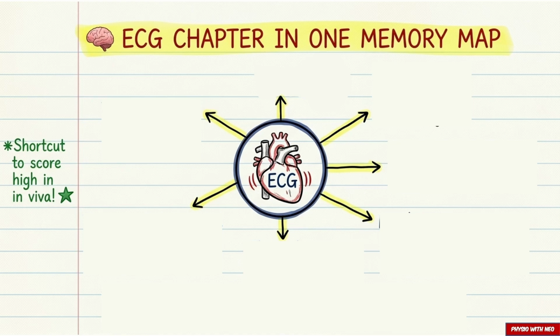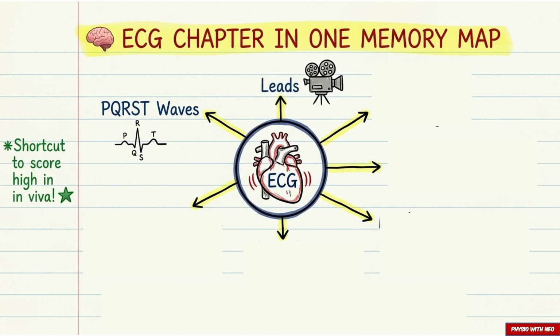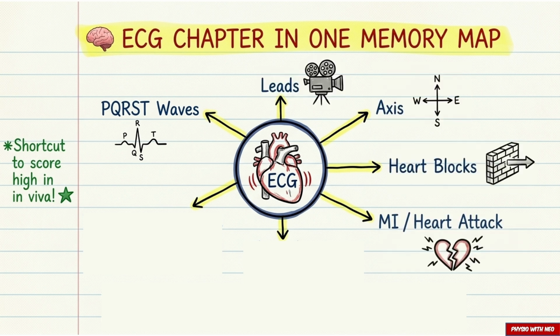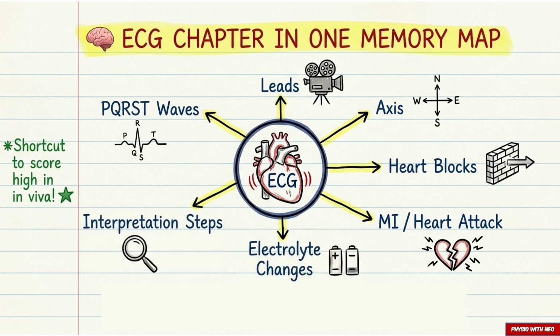Still forgetting what P wave, QRS complex and T wave actually mean? Or do all the ECG waves look exactly the same during exam? Don't worry. In the next few minutes, I will help you remember the entire ECG chapter using simple visual stories, flowcharts and memory tricks like this. Leads, axis, heart blocks, myocardial infarction, electrolyte changes and interpretation steps. No mugging up. Just remember these pictures and your brain will remember the physiology.